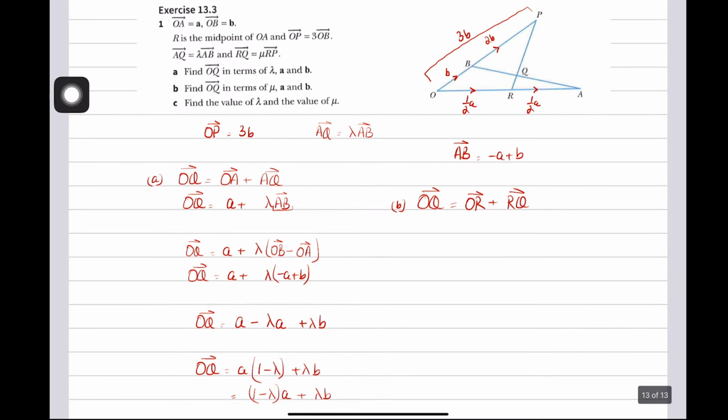Okay. All right. Now there's still, the job is still not done. Okay. You can say it's 20% done. So OR, as we know, is half A. Okay. And RQ, as we know, is mu times RP.